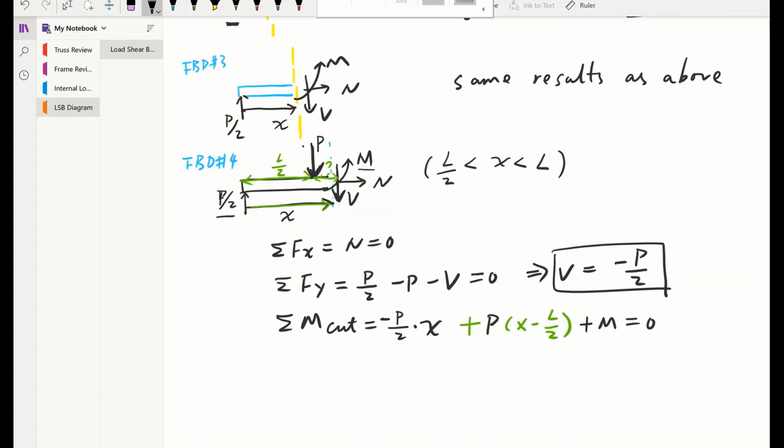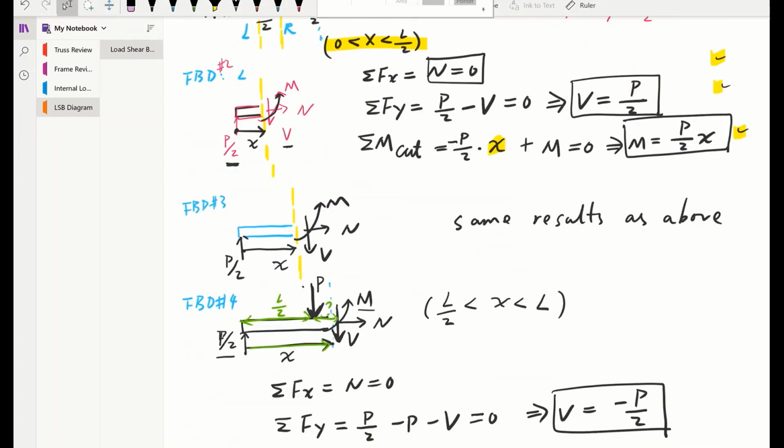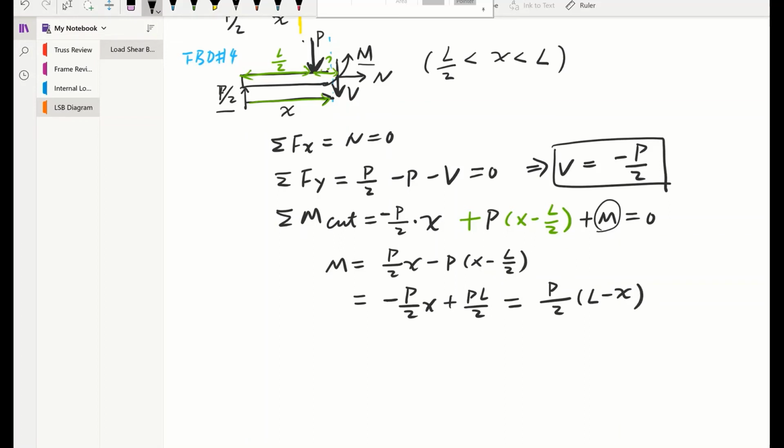So keep in mind what you're solving here. You are trying to find the expression for this moment at any different place you cut. So you're solving for M here. M is going to be equal to, moving this to the right, P over 2 times x minus P times x minus L over 2. That would give us negative P over 2 x plus P L over 2. If you want to simplify and make this a little better looking, it will be P over 2 times L minus x. So that's your expression for this bending moment M.